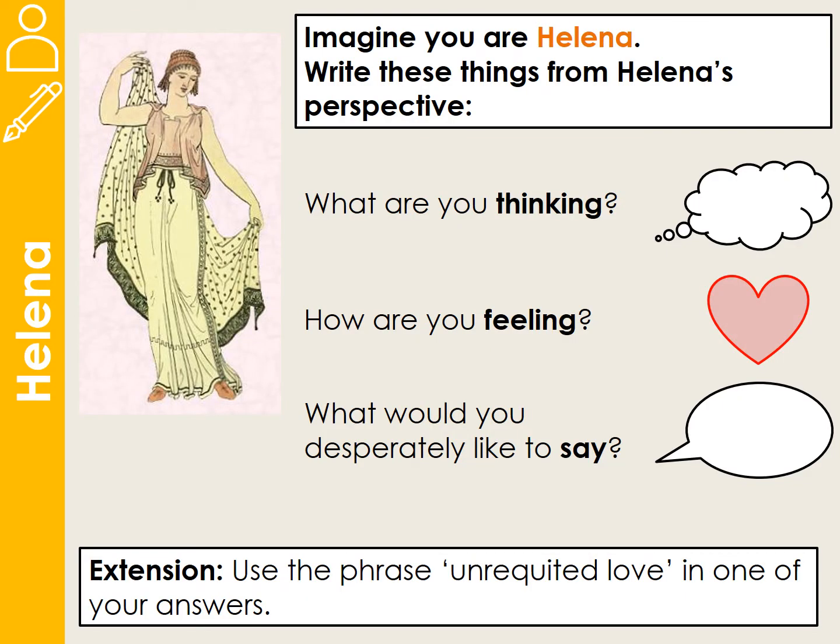So I would like you to imagine that you are Helena, and I would like you to write down a couple of sentences from her perspective. So based on what we've just read, that little section, what are you thinking about at the moment? As Helena, what's Helena thinking about? So you need to be using I, first person, because you're writing from Helena's perspective.